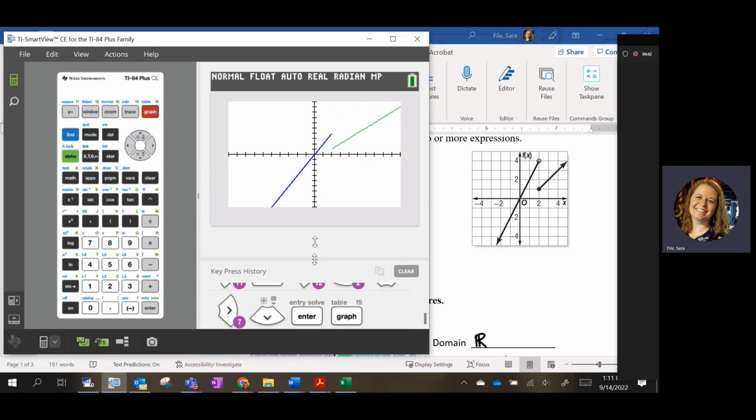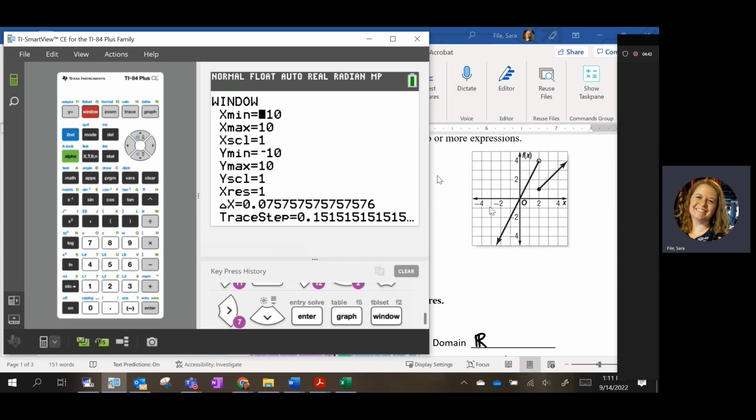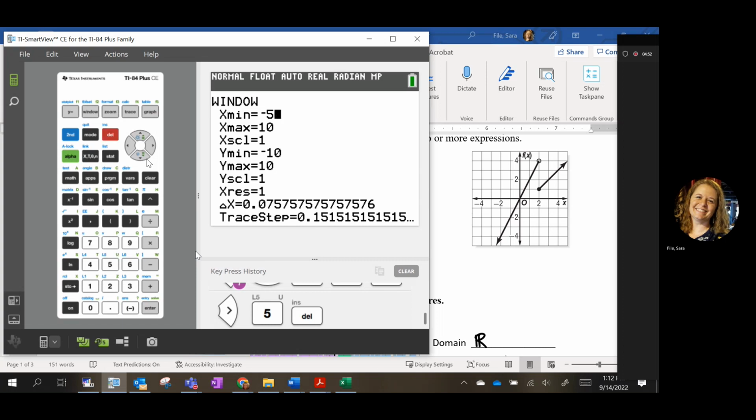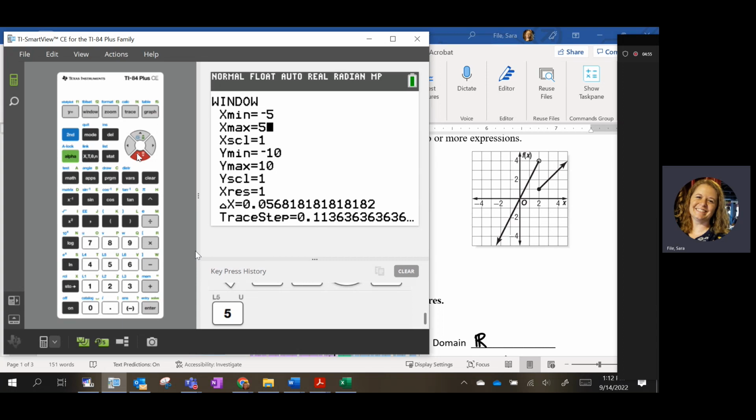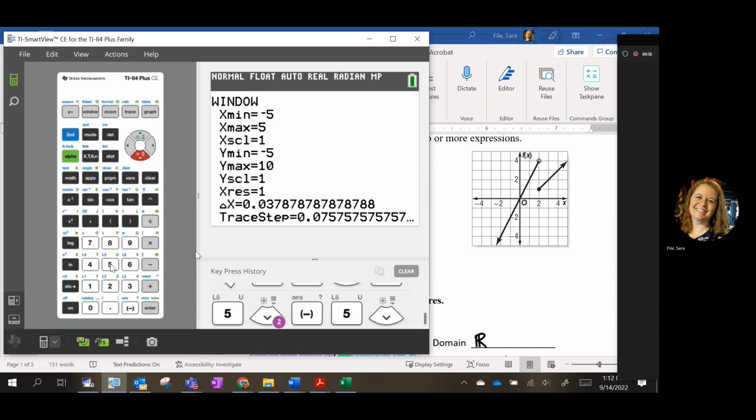I need to see all the keystrokes. So if I go to window and I want to match this one, it goes from -5 to 5 on the X and Y. So I'm going to change it to -5 to 5 so that you can see it matches exactly. Go back to the graph.